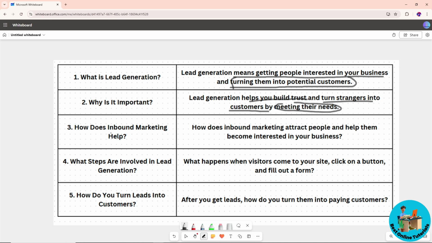So guys, how does inbound marketing help? Inbound marketing can attract people and help them become interested in your business.